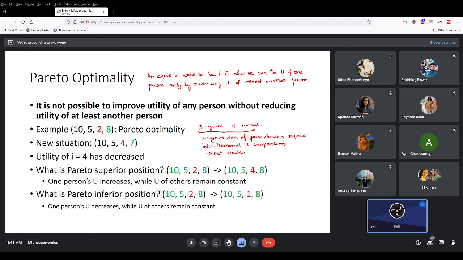Okay. So, if I am comparing between two states, U1 to Un and V1 to Vn, how do I mathematically define Pareto? Say that U is Pareto optimal.